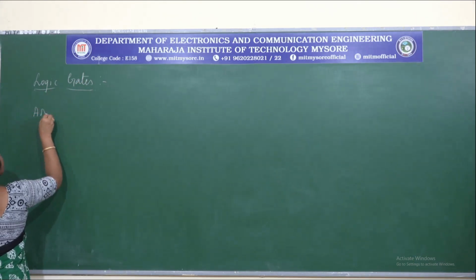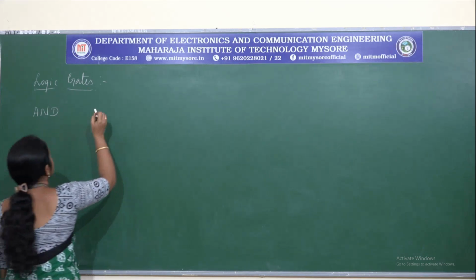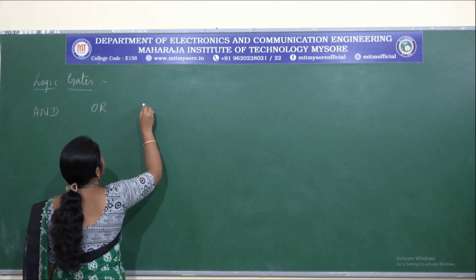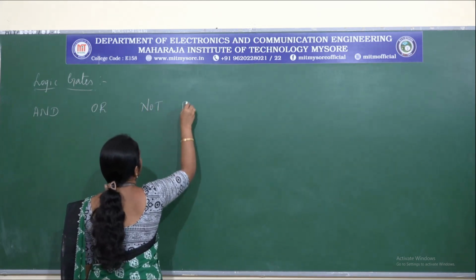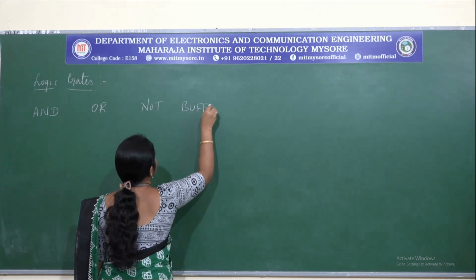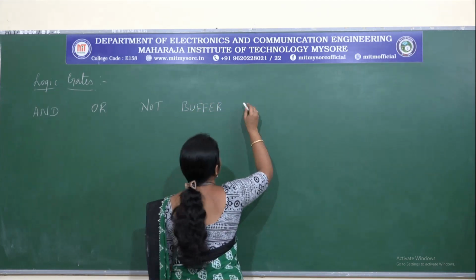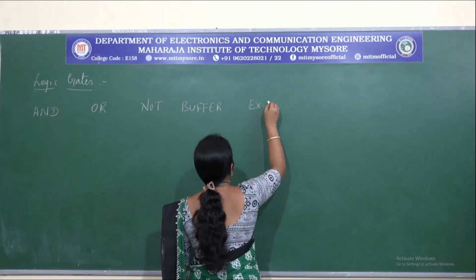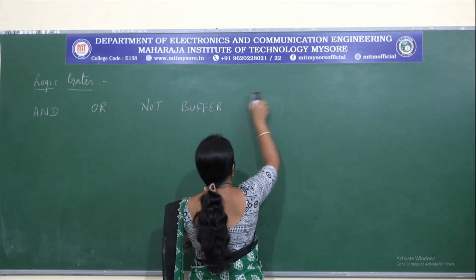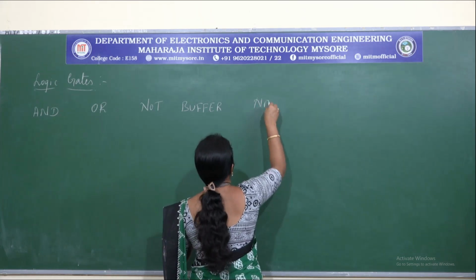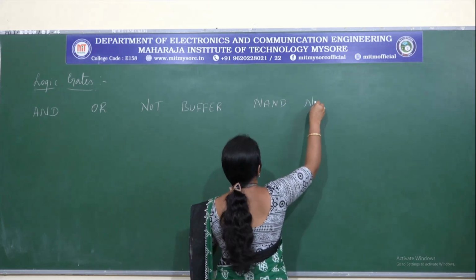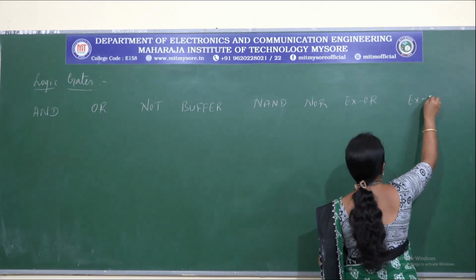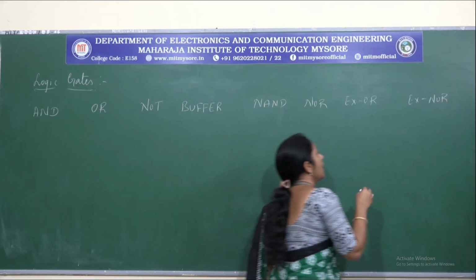AND, OR, NOT, buffer. Before this, let me write NAND, NOR, exclusive OR, exclusive NOR.